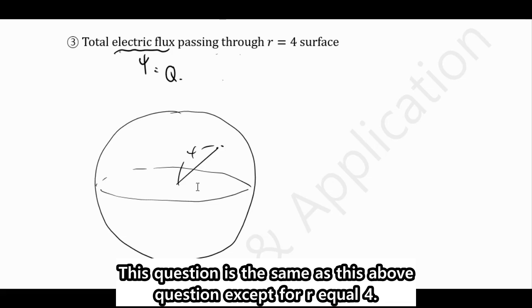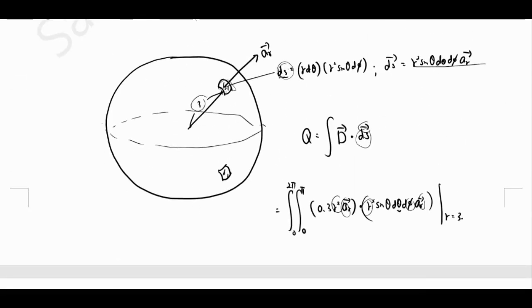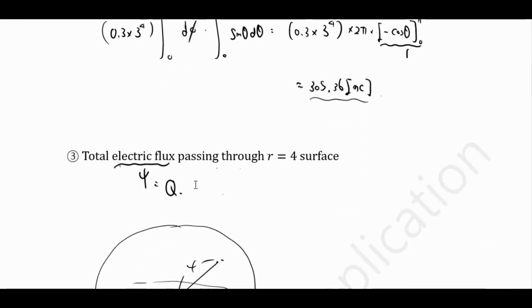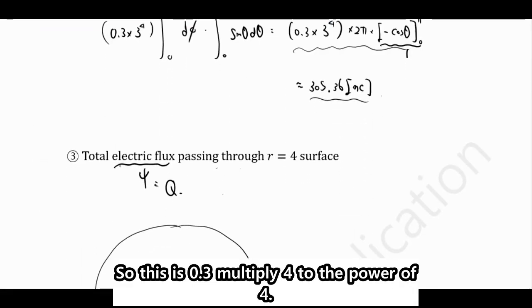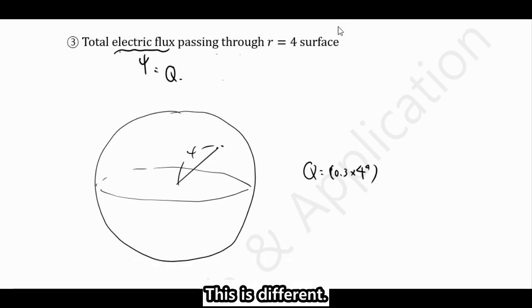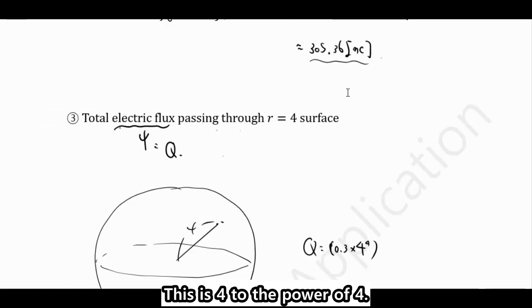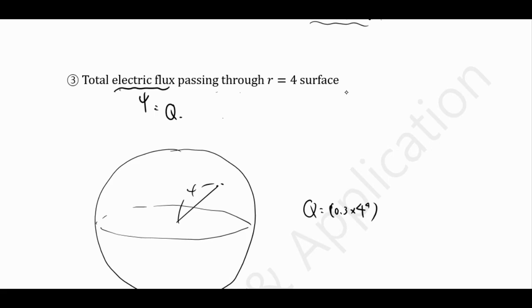This question is the same as the question above, except for r equal 4. So I employ this 0.3 multiply 4 to the power of 4. This is different. This is 3 over power of 4. This is 4 to the power of 4. And multiply 2 pi.